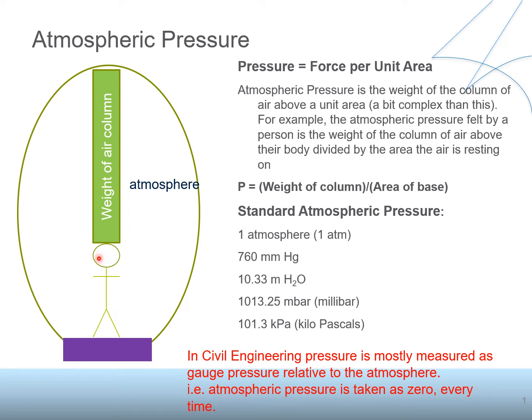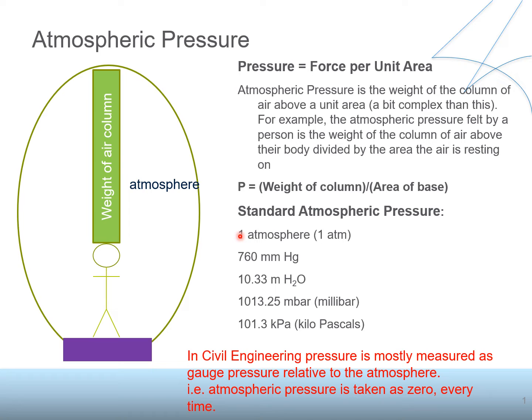So in this example, the atmospheric pressure felt by this person is the weight of the column of the air above this person's head divided by the area resting on that, right? So that's the atmospheric pressure, and that quantity is defined as 1 atmospheric pressure, and that is a standard value.